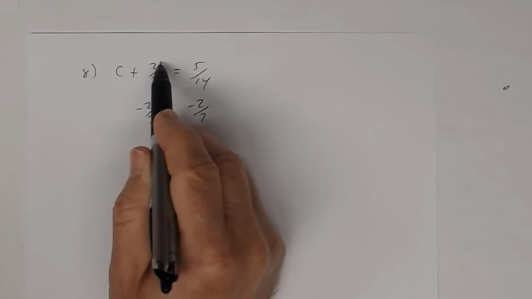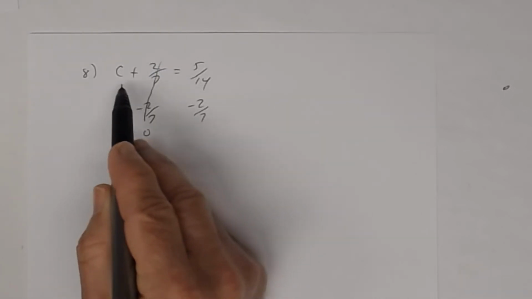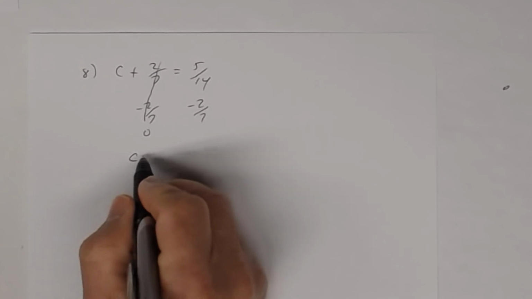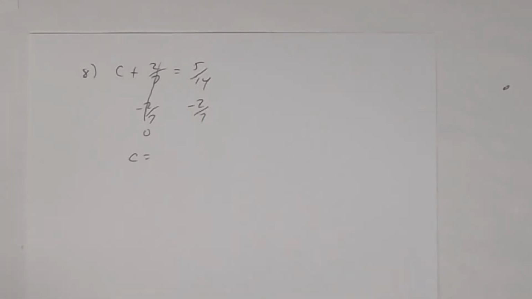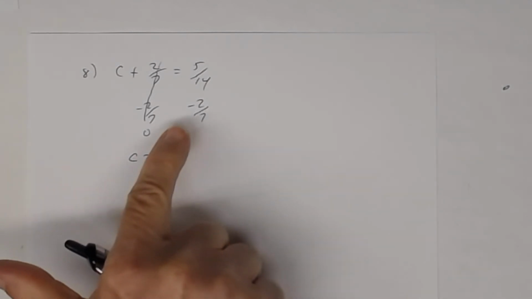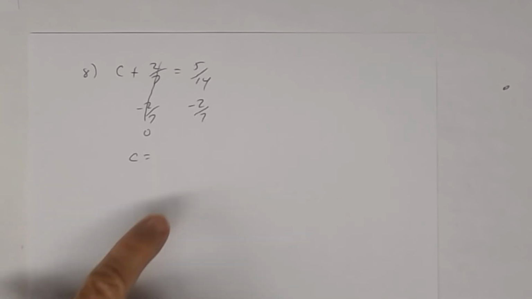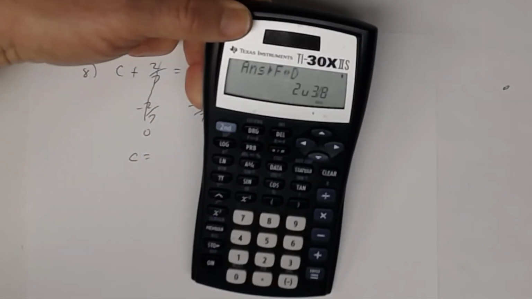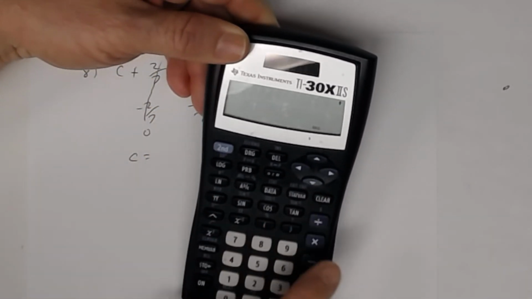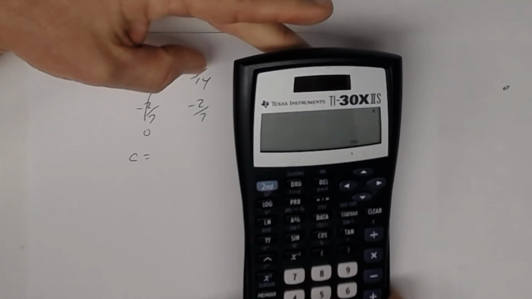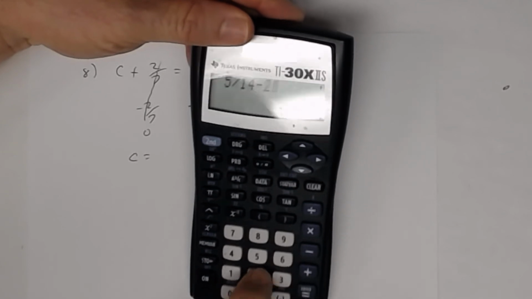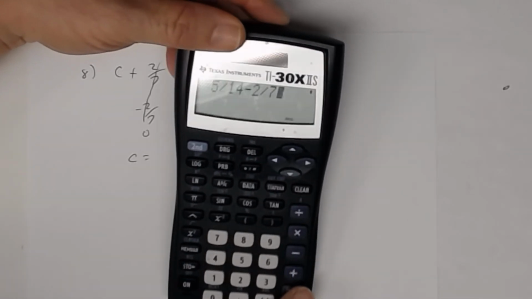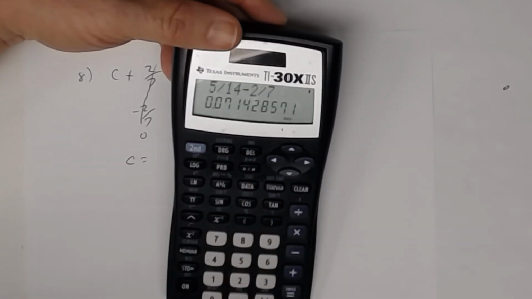So 2/7 subtract 2/7, that's 0. So c plus 0 is c. And let's go off to the side and figure out what this is. Now on a calculator, you can do this quickly, but you do need to remember how to do this manually, by hand, okay? But let me just show you again how to do it on mine. So we have 5/14 subtract 2/7. 5 divided by 14, subtract 2 divided by 7. Press equal, and I get this decimal.